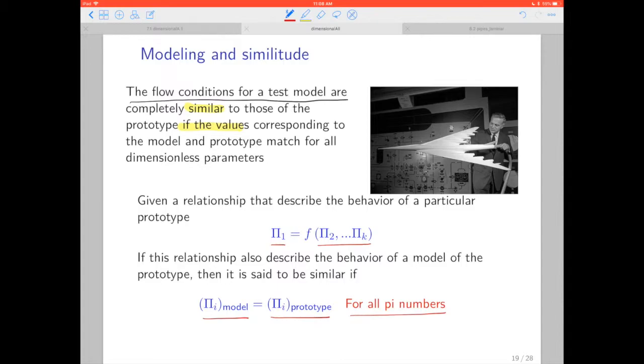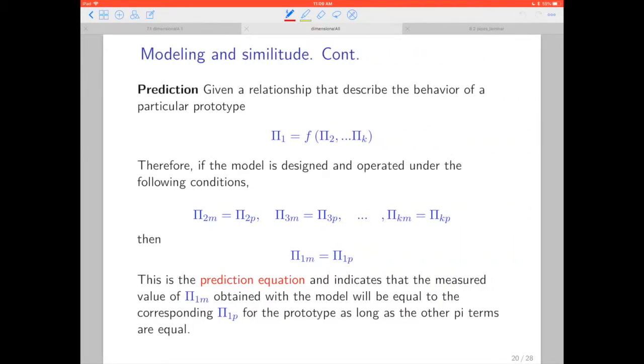However, in real-life situations, sometimes it's going to be hard to match all pi numbers. So we want to find out what are the most important pi numbers that are going to be involved in our experiment and prototype.